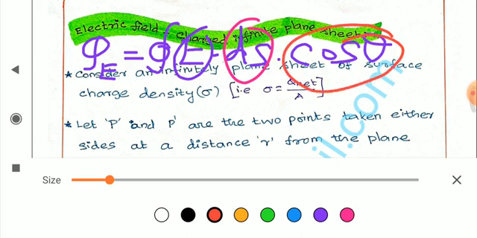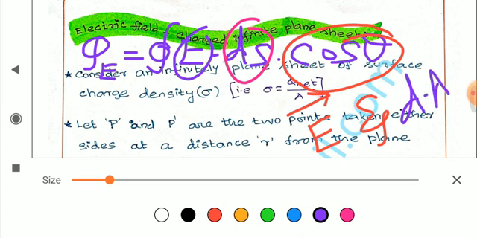It is the cosine of the angle between the electric field and the area vector. That is nothing but dA. What is area vector? The normal drawn to the particular surface we are considering, or the perpendicular line drawn to the surface we are considering. That is known as area vector.